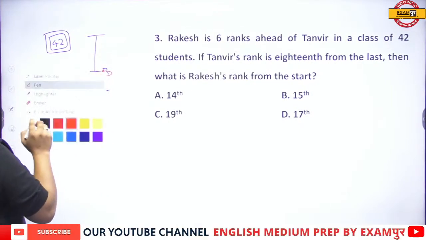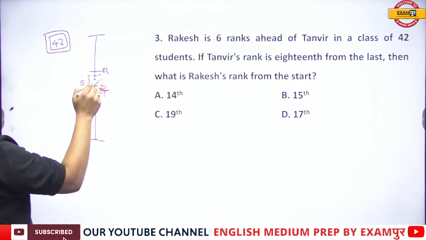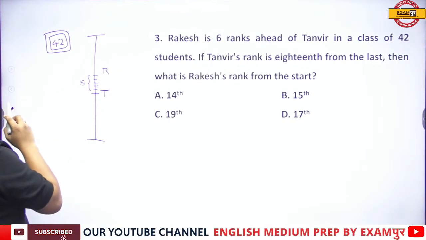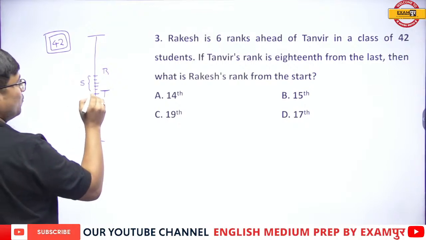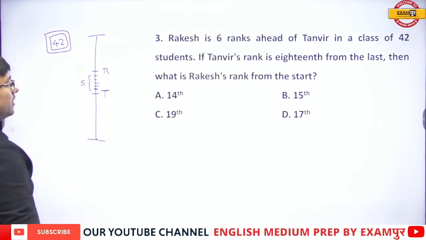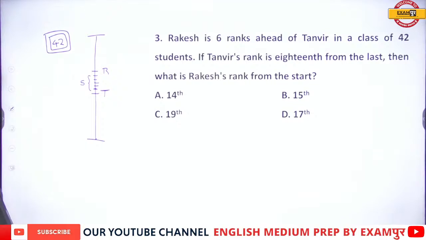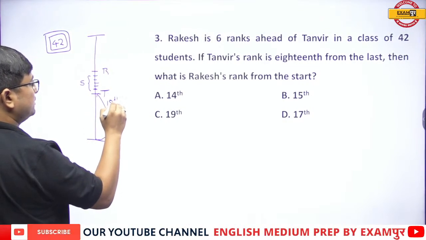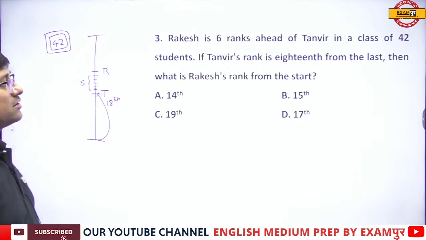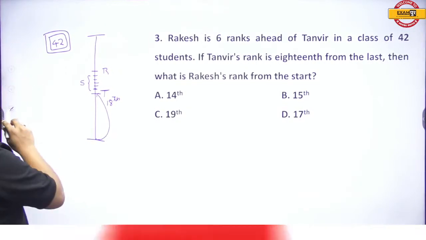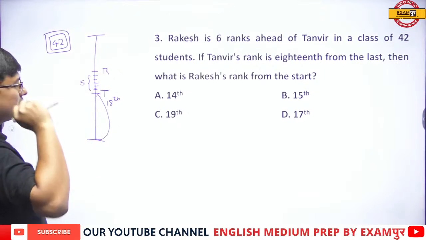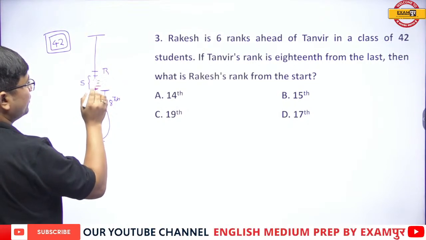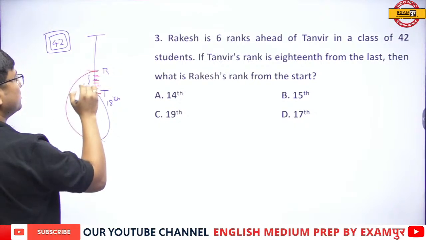Alright everyone, fine. So my dear students, Rakesh is 6 ranks ahead of Tanvir in a class of 42 students. If Tanvir's rank is 18th from the last, then what is Rakesh's rank from the start? Now just tell me, if Tanvir is 18th from the end, this is 19, 20, 21, 22, 23 and 24. This is 24th.